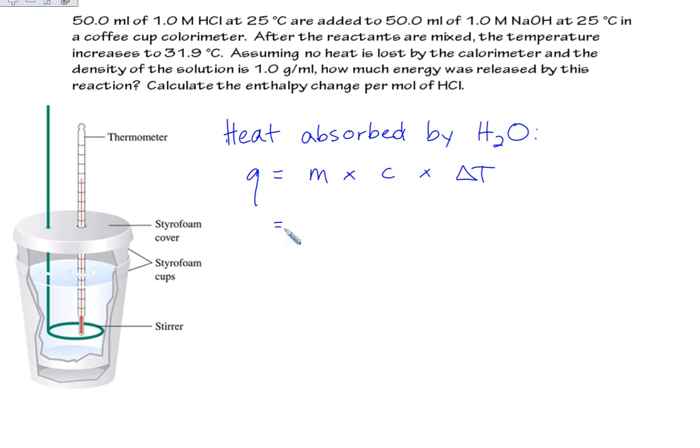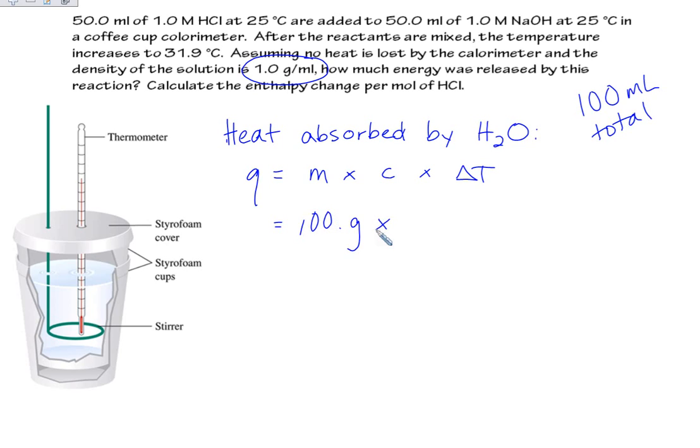They tell me that I can assume the density is 1 gram per milliliter, which you can always assume if they don't tell you. We combined 50 milliliters of hydrochloric acid with 50 milliliters of sodium hydroxide. Is it okay then that we have 100 milliliters of total volume? And if the density is 1 gram per milliliter, is it okay if I say 100 grams? And then we'll multiply by specific heat.